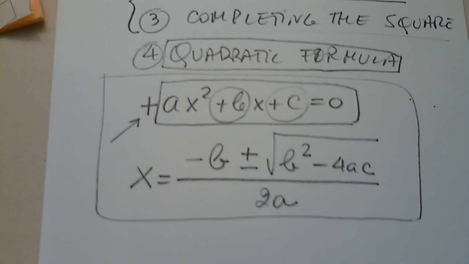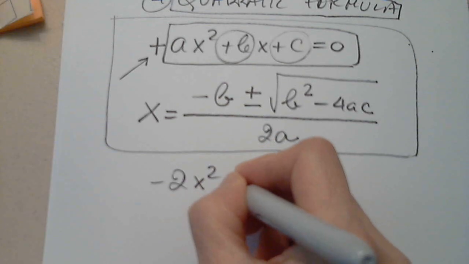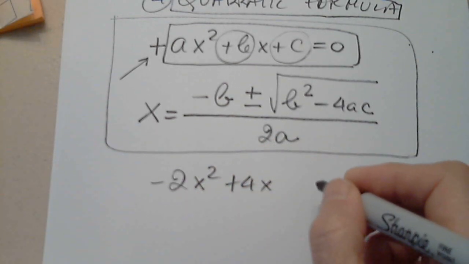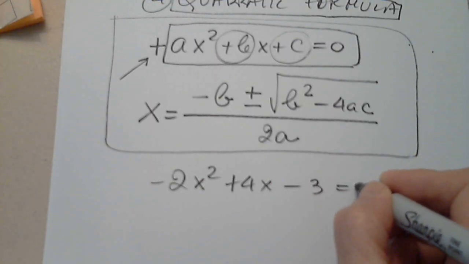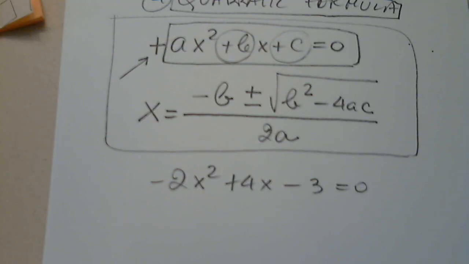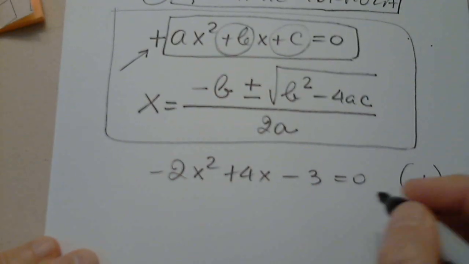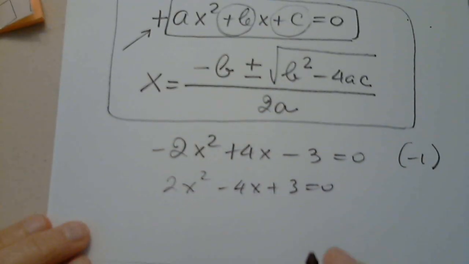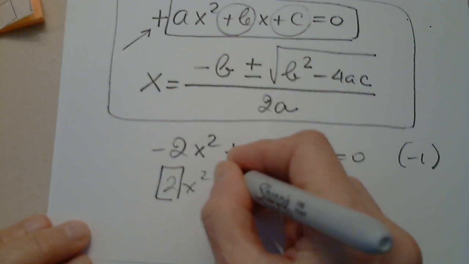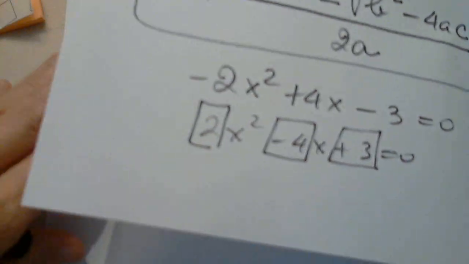Okay, so here's an example, and then I'll stop. Let's suppose I have negative 2x squared plus 4x minus 3 equals 0. And you asked me to solve it using the quadratic formula. I will multiply both sides by negative 1. 2x squared minus 4x plus 3 equals 0. I have a, which is 2. I have b, which is negative 4. I have c, which is positive 3. I carefully plug them in.